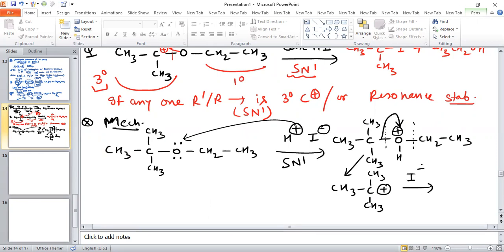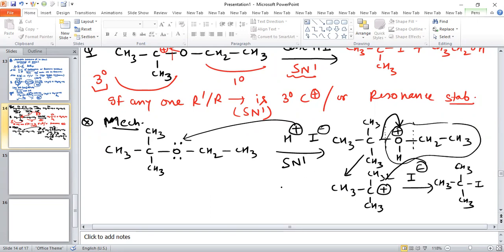So in the final step, this I minus will attack on this, and the product obtained is CH3, C, CH3 and CH3 and I. This product is obtained, and the other product is alcohol. So CH3, CH2, OH is also obtained as the product.